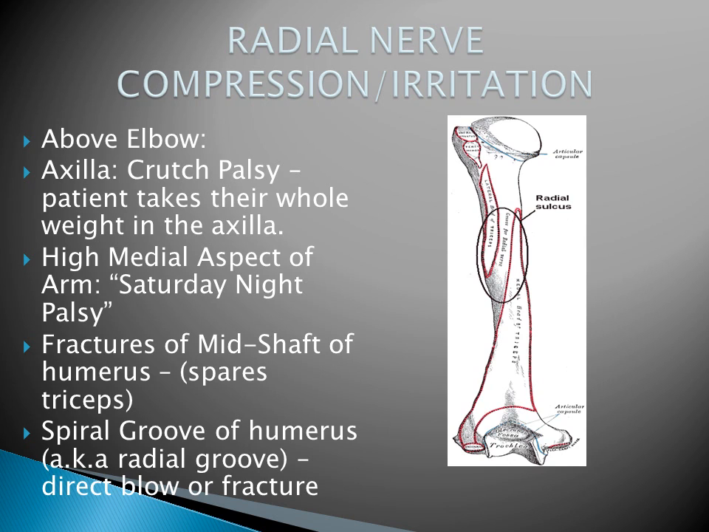And then finally, in the radial spiral groove in the back of the humerus, there is a superficial.